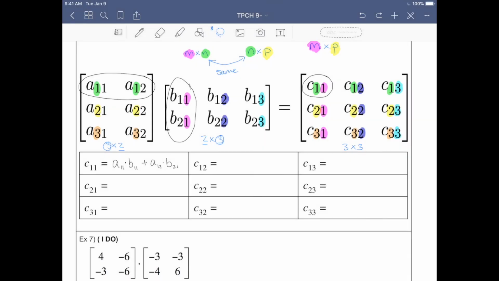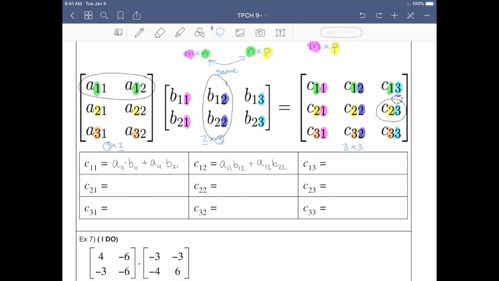Suppose I wanted to know what was going to be in the first row, second column of matrix C. Well, in order to get that, I need to multiply the first row of matrix A with the second column of matrix B. So I'll actually do that right now. It will be A11 times B12 plus A12 times B22. All right, so let's pick another one, and then I'll fill in the rest.